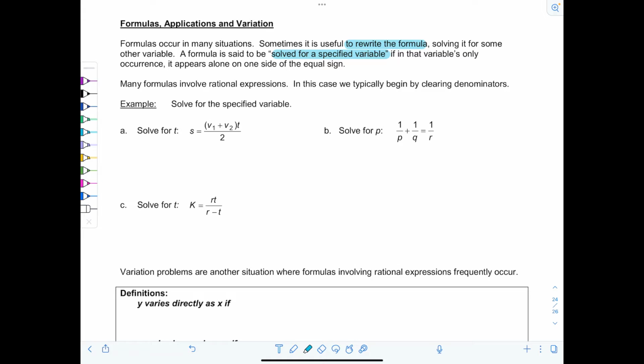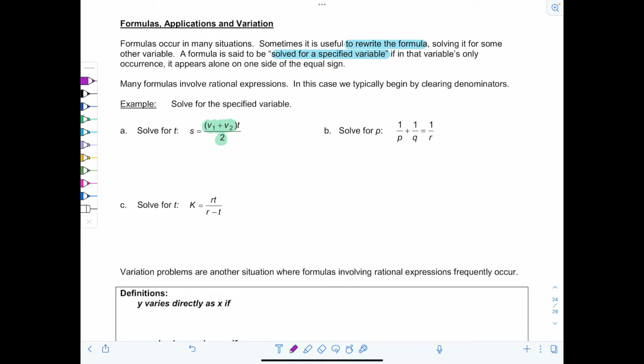Example, solve for the specified variable. In example A, it's asking us to solve for t, or to isolate t. Okay, well, look over here on the right-hand side of the equation where t is, and I'm noticing two main things that are keeping it from being in sweet solitude, in isolation. There's this v1 plus v2 in parentheses being multiplied by t, and then also I notice t is being divided by 2. So let's go step by step and remove each of those elements on the right-hand side of the equation with t.